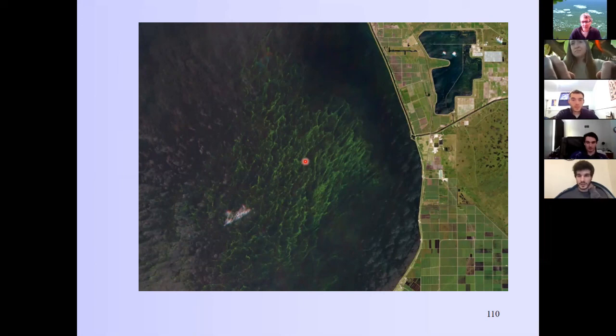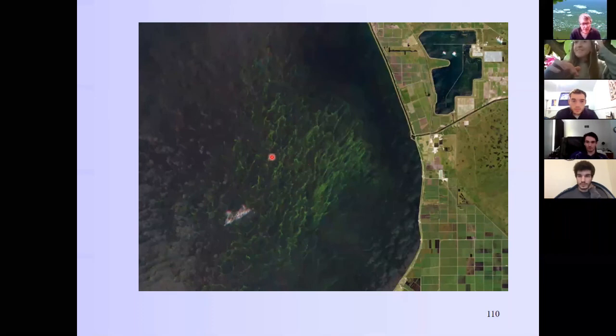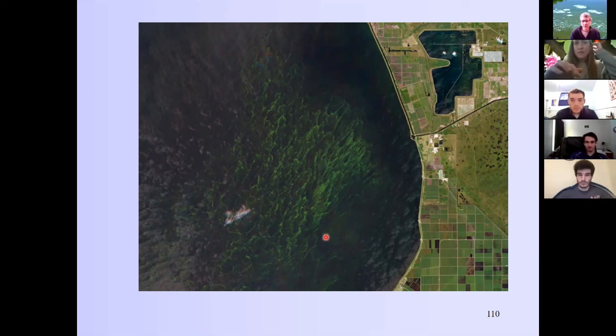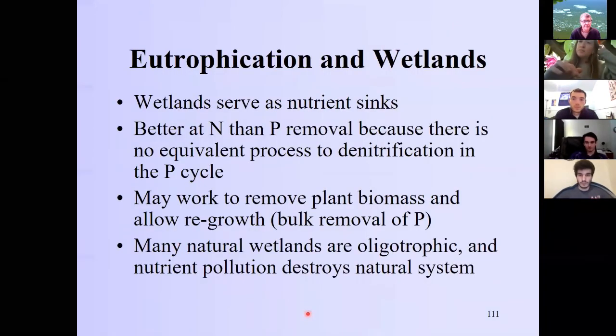Langmuir. Langmuir circulation patterns, right? Remember the wind's going this way in that image, and the patterns are causing these linear streaks of algae to be on the surface. So these are the cyanobacterial blooms that were dumped off into the ocean and killing marine life and making it impossible to recreate there.